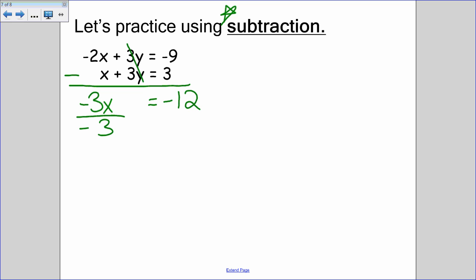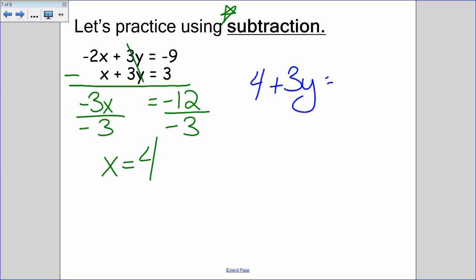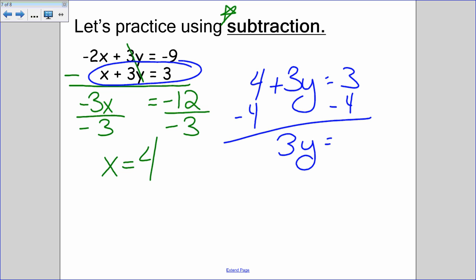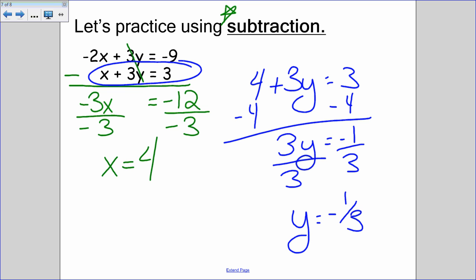If we divide by our coefficient of x, we get that x equals 4. Let's plug into our second equation this time to find our y. We have 4 plus 3y equals 3, right? If we subtract 4 from both sides, we get that 3y equals negative 1. And if we divide by our coefficient, we get that y equals negative 1/3. So our final answer, our ordered pair, is our x comma y, 4 comma negative 1/3.